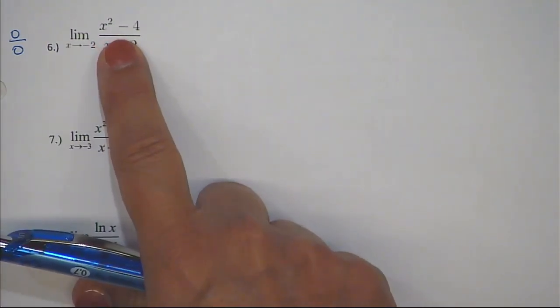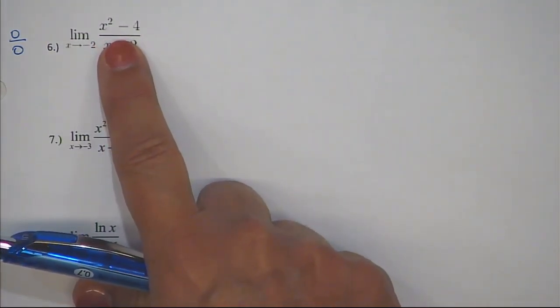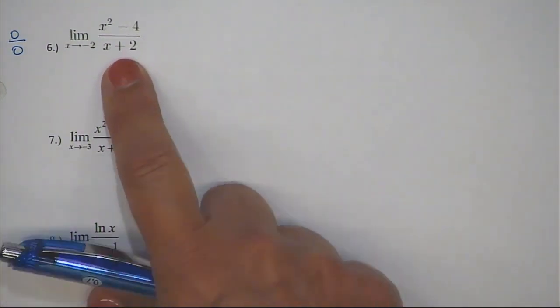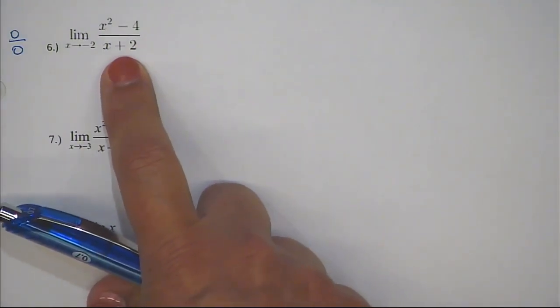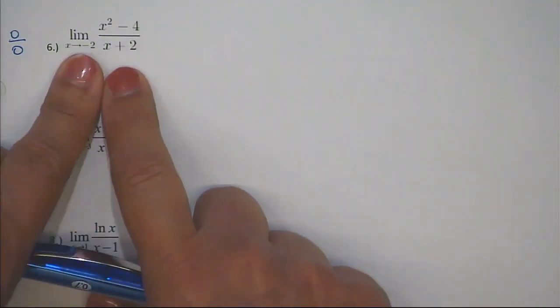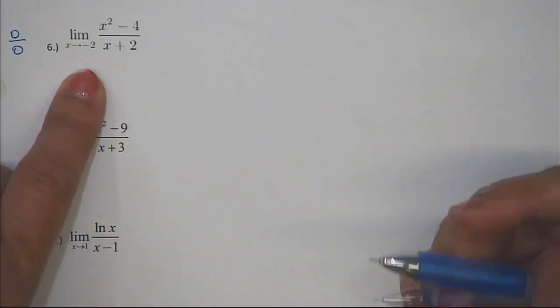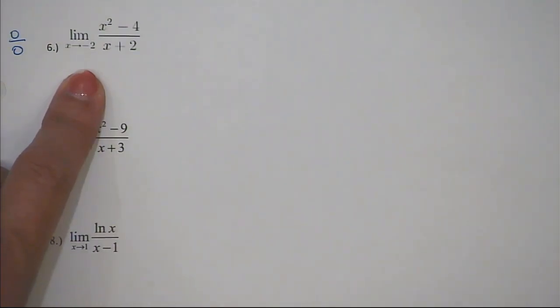X squared minus 4 would be x plus 2, x minus 2, right? I cancel out the x plus 2s, and I would plug in my number there. And that's still fine. You can always do your problems that way. So what we're learning today is just a different way to go about this. So I see 0 over 0. Now I'm thinking, oh, I have this new rule.